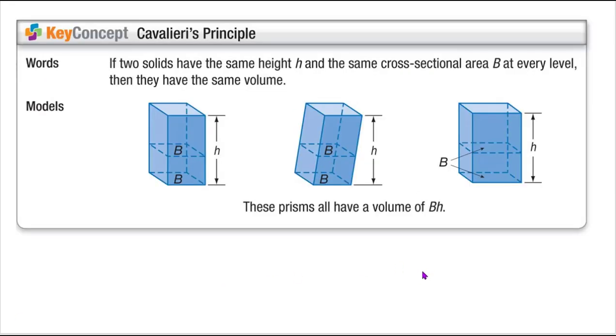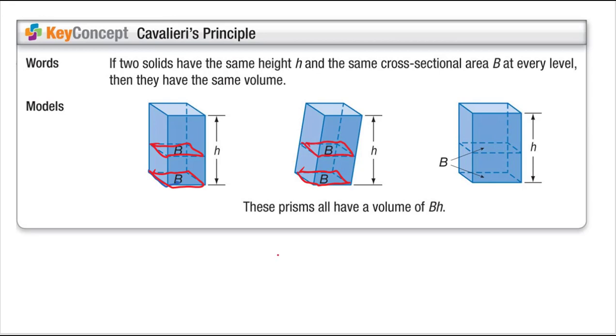Okay. Cavalieri's principle. This is actually a really cool principle. Two solids that have the same height and the same cross-sectional area B, meaning the area of this base down here and the area of this base right here are the same as the area of that base and that base, are going to have the same volumes.